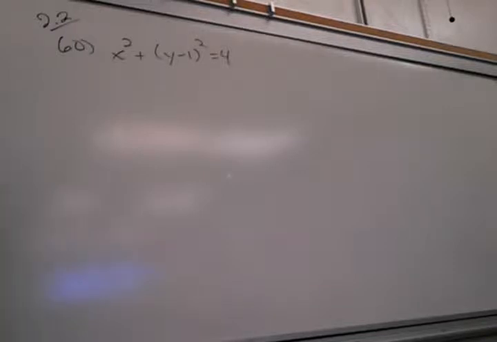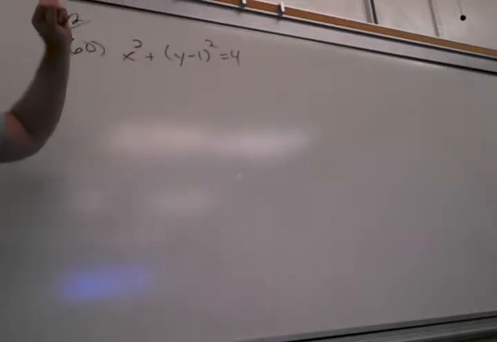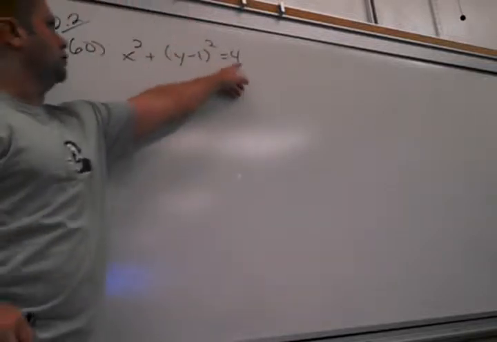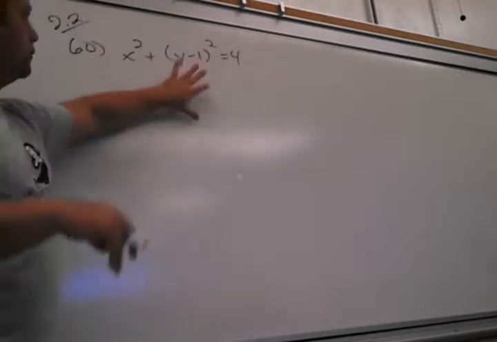Circle with center at 0, positive 1, right? And radius of 2. Good, because this will be r squared here, right? Pythagorean theorem. Did you have to know any of that for the answer? No, but I just want to make sure we all remember that.